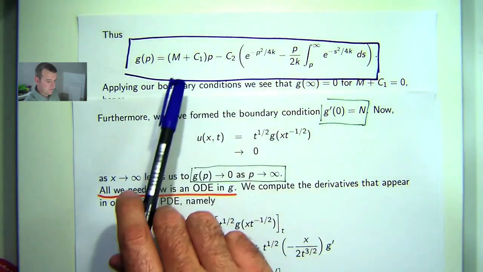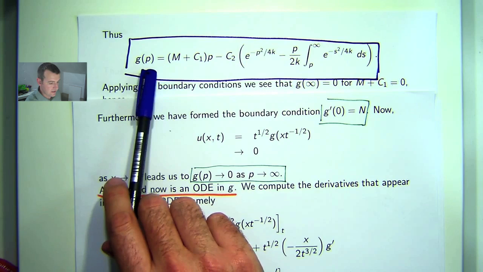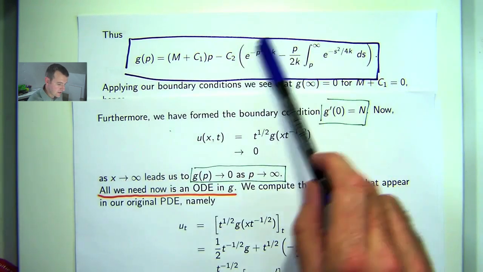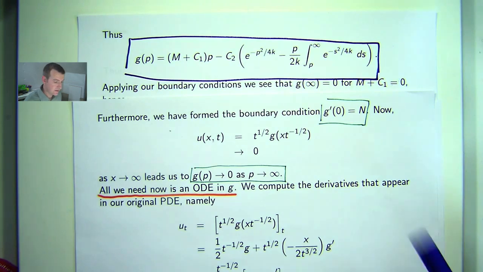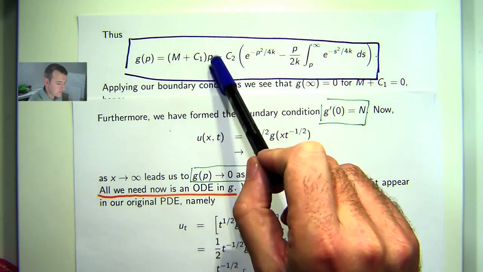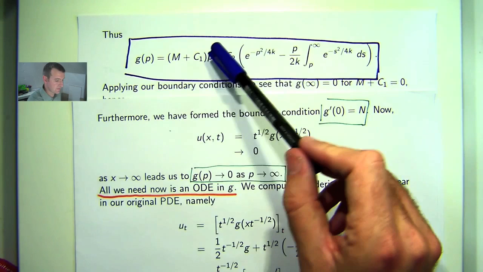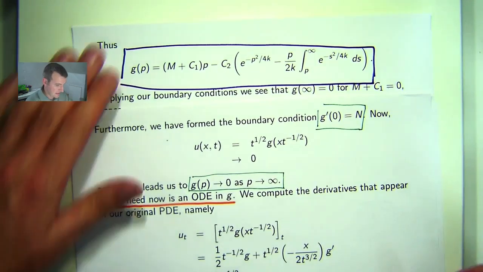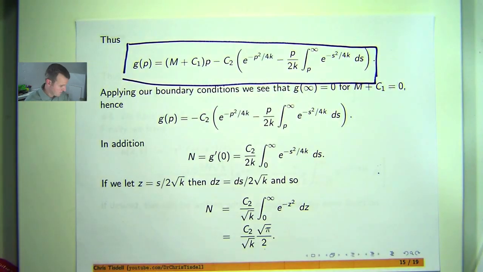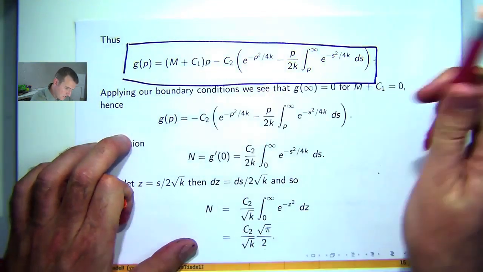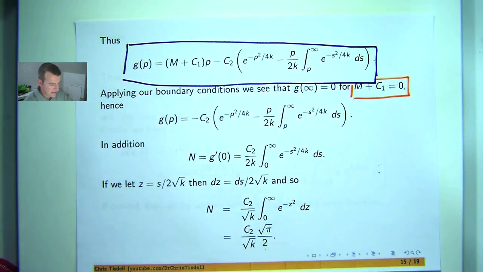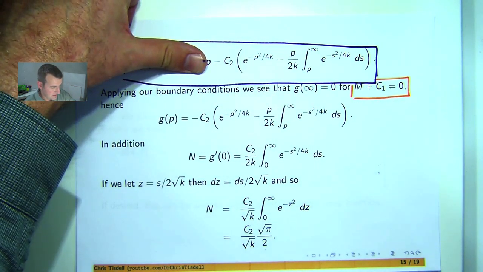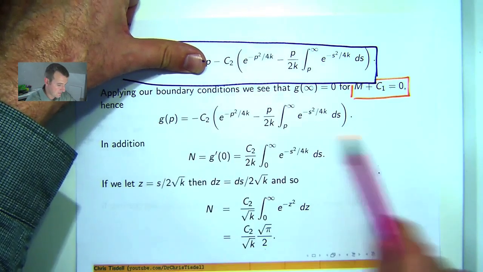Okay, so as p goes to infinity, let's have a look at what happens to g of p. This will go to 0. This product, it turns out, will go to 0. And this will go to 0 only if m plus c1 is 0, because p obviously goes off to positive infinity as p goes to infinity. So we can conclude then that this coefficient must be 0. So that term actually disappears. Okay, and this is our sort of simplified form.